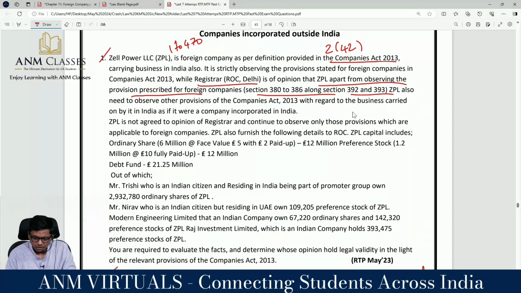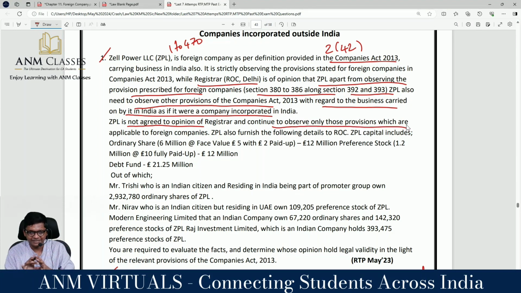ZPL also needs to observe other provisions with regard to business carried on as if it's a company incorporated in India. It is not agreed to the opinion of the registrar and continues to observe only those provisions. They are not following all the 470 sections, they are following only foreign company provisions. You basically have to check how much of the share capital is held by people in India. That's it.